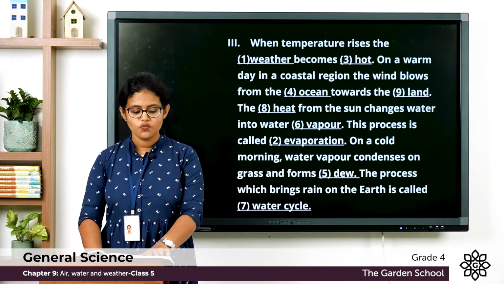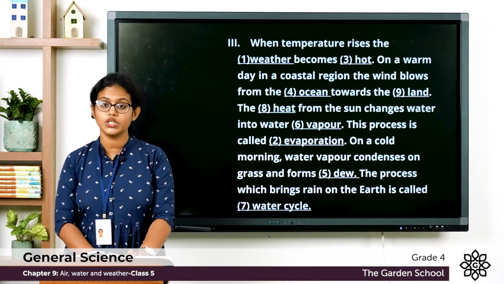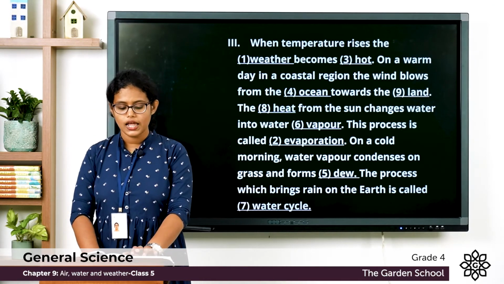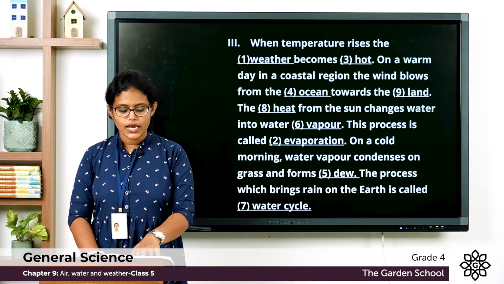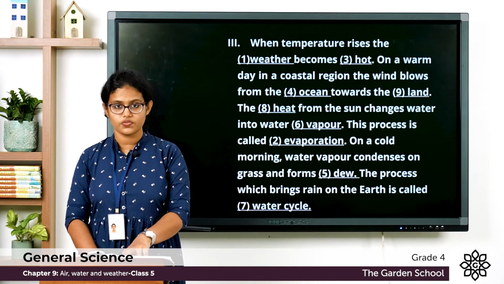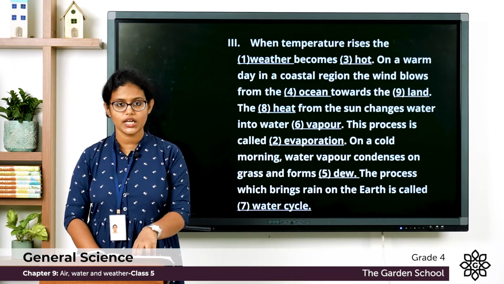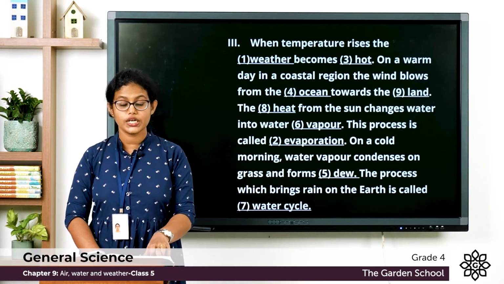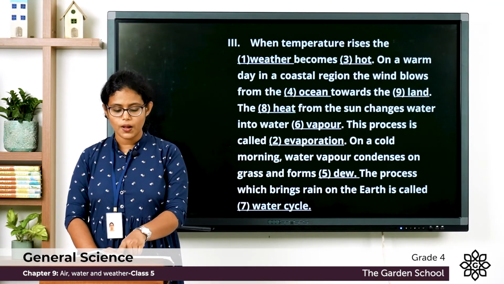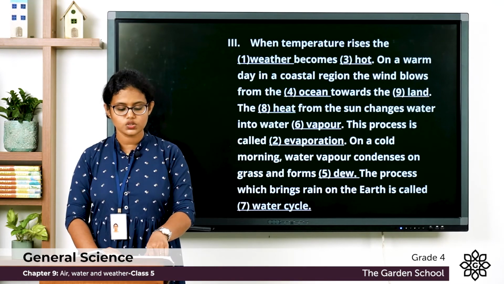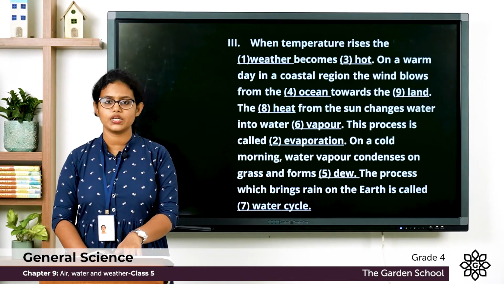So first one, when the temperature rises, the dash becomes, so in that space what you need to write? When the temperature rises, the weather becomes hot. Then, on a warm day in coastal region, the wind blows from ocean towards the land. Then, the heat from the sun changes water into water vapor. That process is called evaporation.